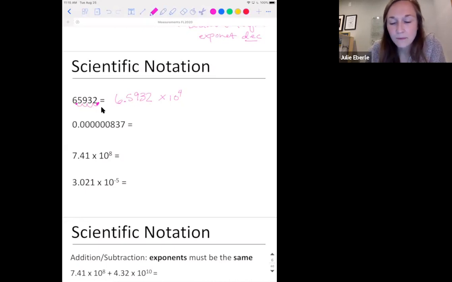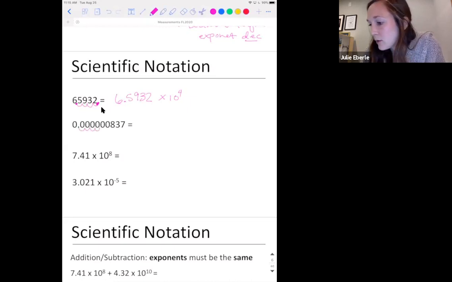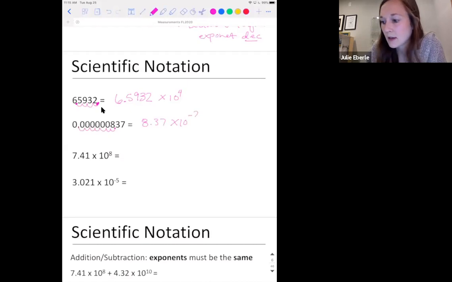Okay. We'll do the next one then. This is a really small number. If we're going to convert it to scientific notation, we're going to have to move the decimal to the right. And remember, our exponent's going to decrease. So I'm going to move it 1, 2, 3, 4, 5, 6, 7 places to the right. So you should have 8.37 times 10 to the -7. Okay, so that's converting standard to scientific.